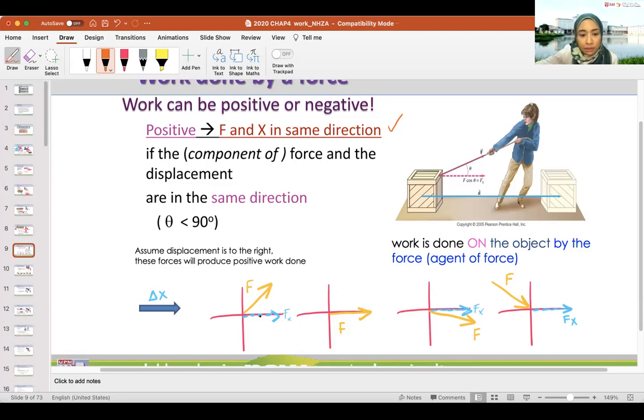So these are more examples. This is F. Displacement is like this. If I apply F like this, Fx is in the same direction as delta x, positive work done. F is in the same direction as delta x, positive work done. Fx is in the same direction as delta x, positive work done. This guy, if I resolve it, it's this way and this way. But here it stays the same. So it's to the right, in the same direction as delta x.